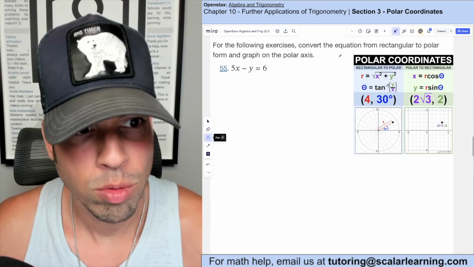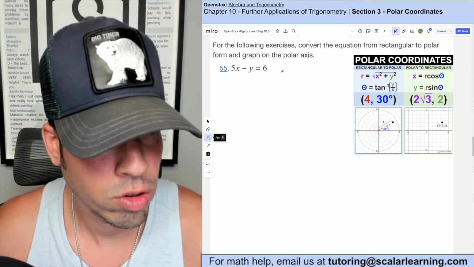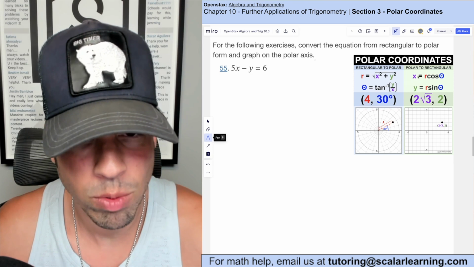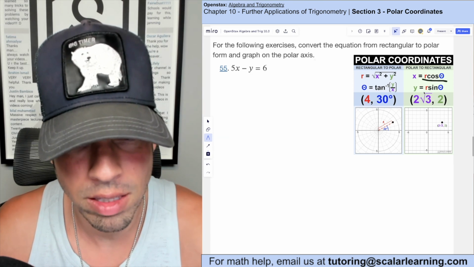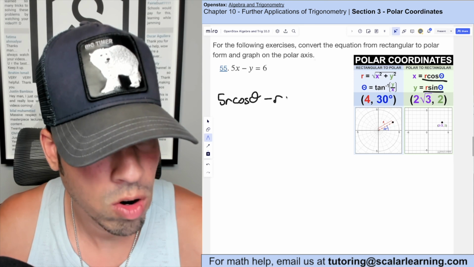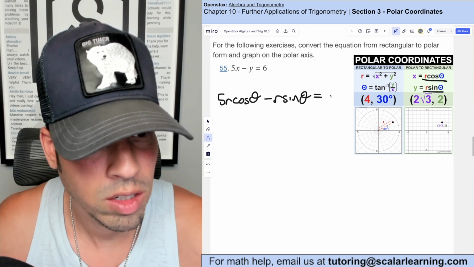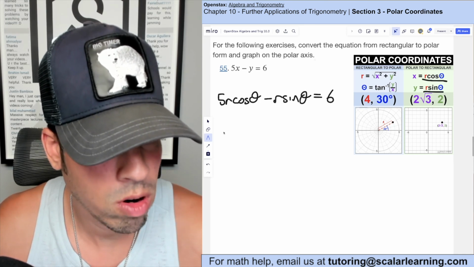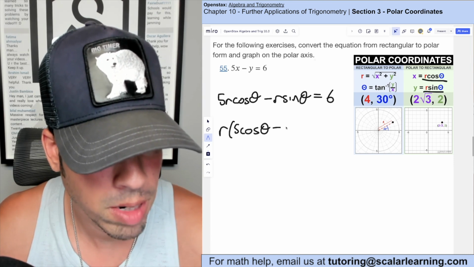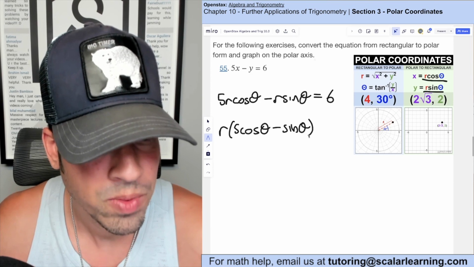Done. So for this one, we're going to convert the equation from rectangular to polar. All right, so rectangular to polar, we got some good stuff here. We can plug this in for x and this in for y. So we got 5r cosine theta minus r sine theta is equal to 6. Then I'm going to factor the r out. So we got r times 5 cosine theta minus sine theta is equal to 6.